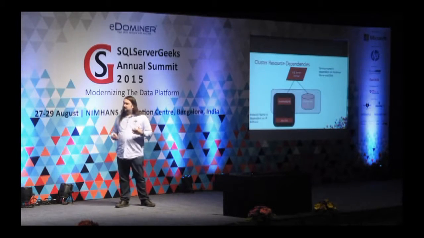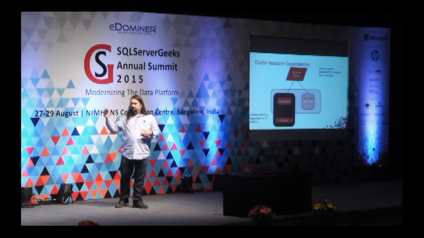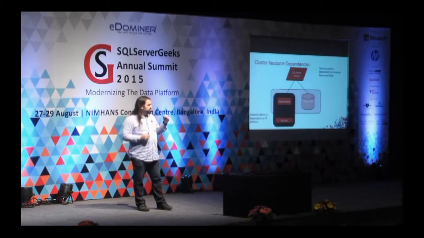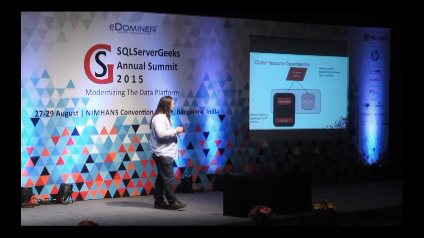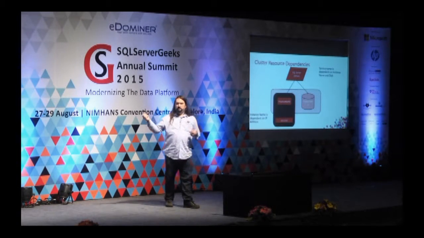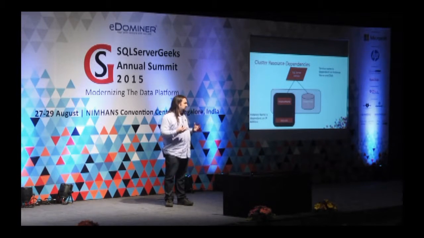So when you're setting up these dependencies, the network name is going to be dependent on the IP address. The SQL service is going to be dependent on the network name and then the hard drives. And then the SQL Server Agent will be dependent on the SQL Server service. That's the basic set of dependencies. There's actually not that many of them to work with.